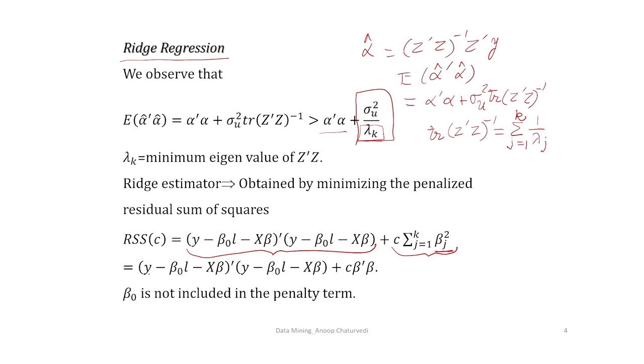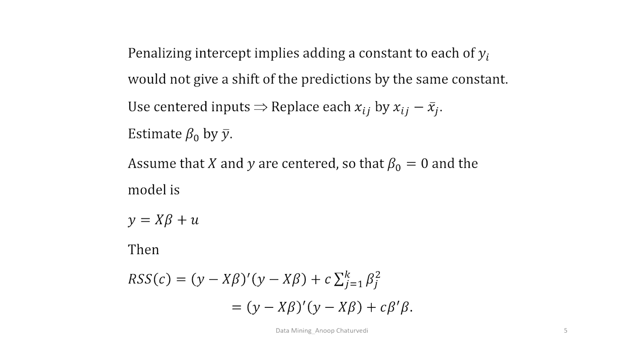And you can write it as (y minus beta naught L minus x beta) transpose (y minus beta naught L minus x beta) plus c times beta transpose beta. Notice that beta naught is not included in the penalty term, because penalizing the intercept term implies that adding a constant to each of the yi's would not give a shift to the predictions by the same constant, which is not desirable. Say if you penalize the intercept term also, it means suppose we add some constant, say d, to each of the yi's, then the same constant is not added to the predicted value.